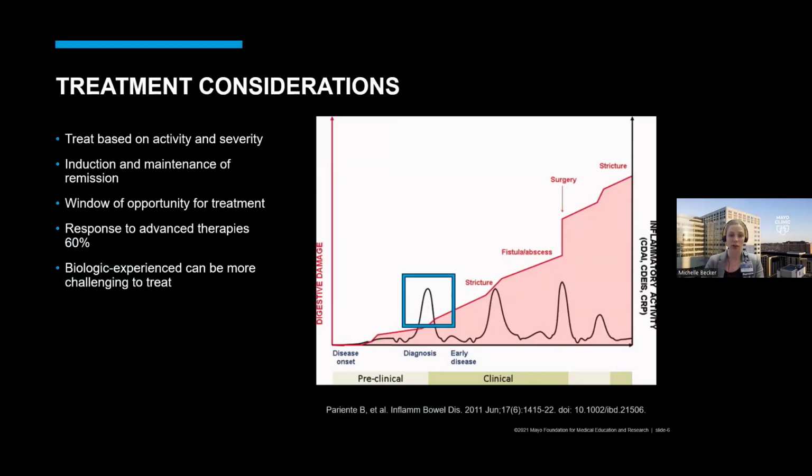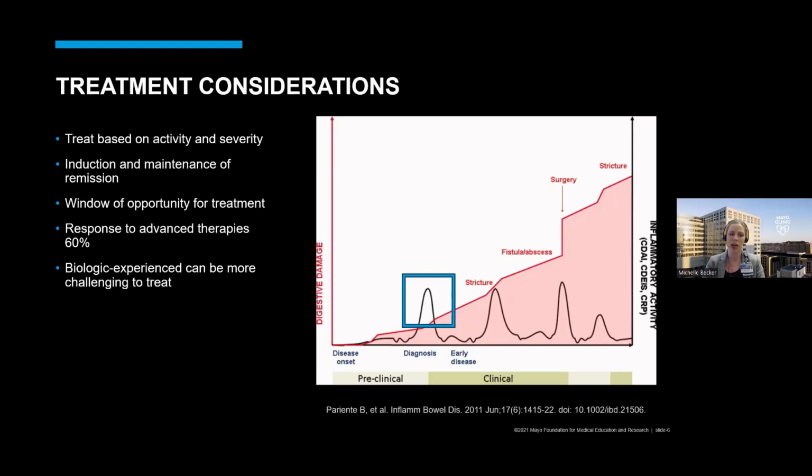Treatment has two parts to it. The first is induction, so treating that inflammation and ideally getting healing of the gut, and then maintenance of remission, so maintaining that, and medicine is used for both aspects. If we look at the image on the right-hand side, we'll think about this blue box as a good window of opportunity for treatment.